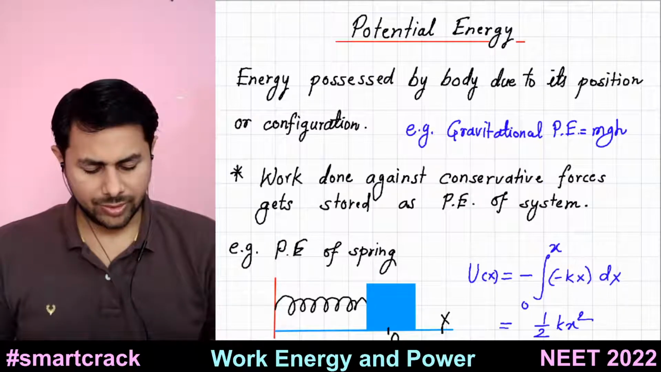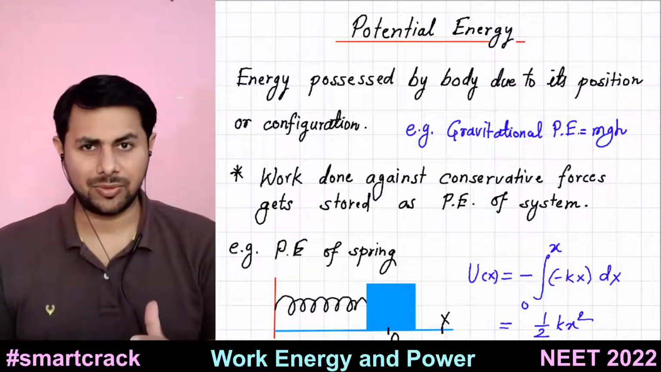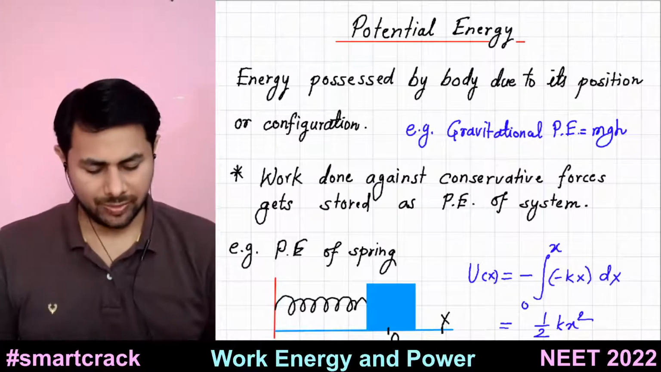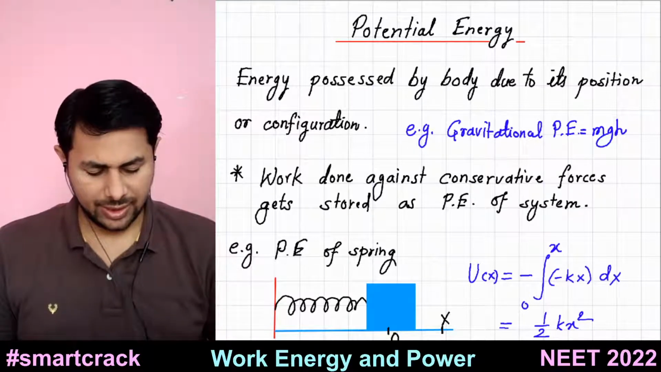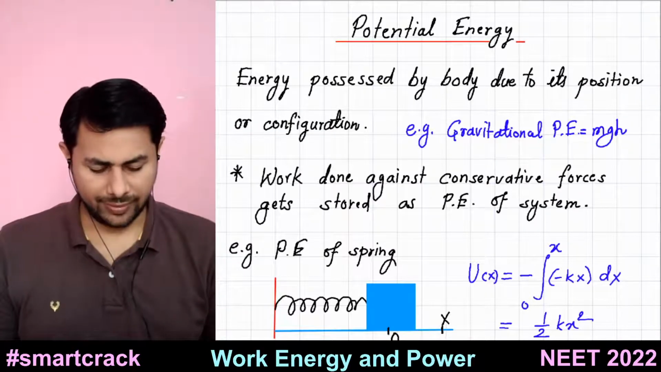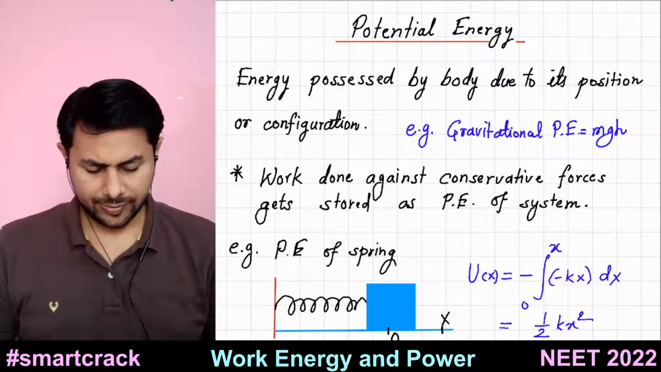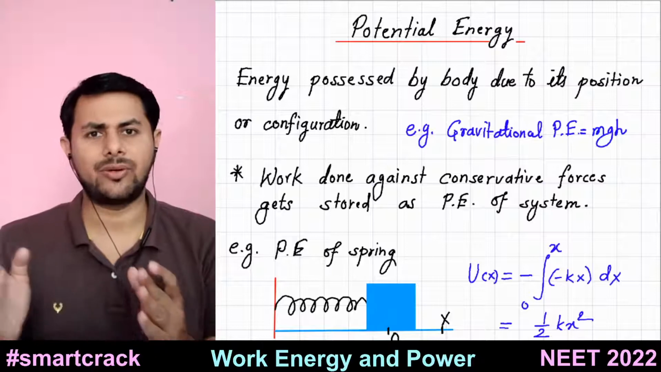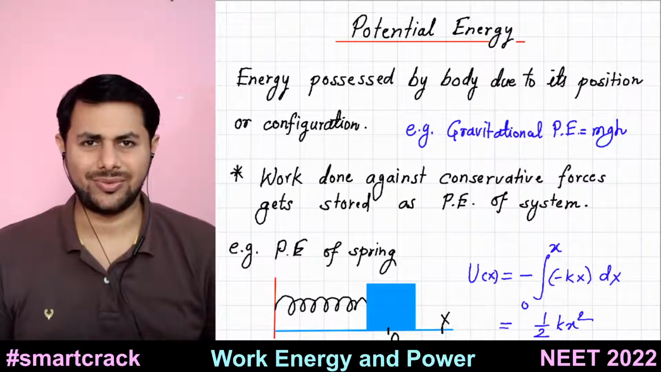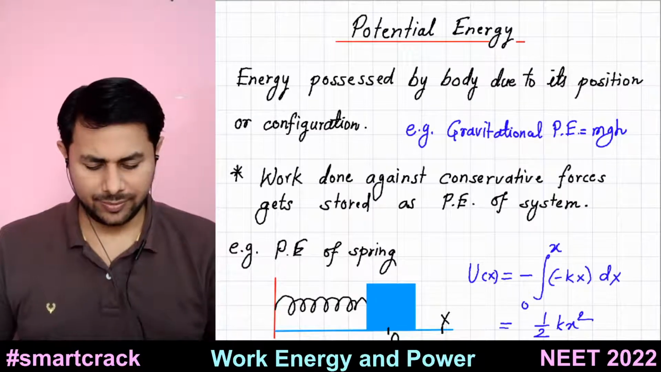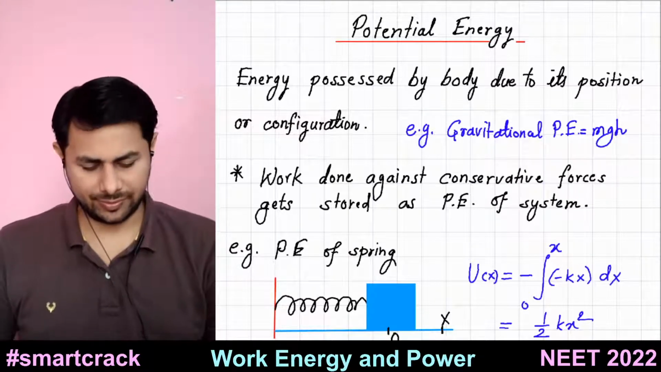So the integral from 0 to x of spring force dot dx will give you what? The work done by the spring force. But you want the work done against the spring force, that's why you put this negative sign. And it gives us half of k into x square. So this is the potential energy of a spring block system when it is at position x away from its equilibrium position. What is the equilibrium position? The position where the force acting on it is 0. All right, this is simple. So what is potential energy? Energy possessed by a body due to its position or configuration.